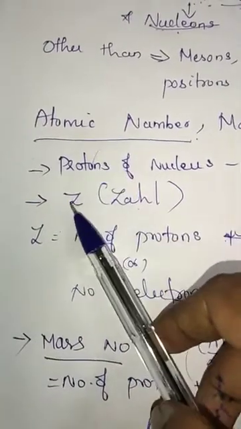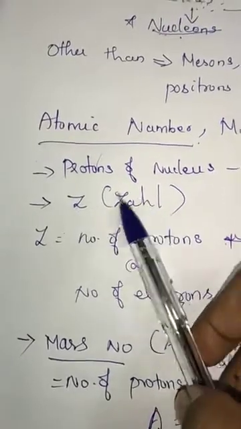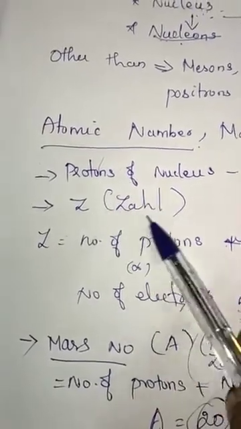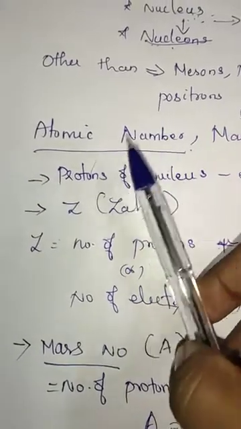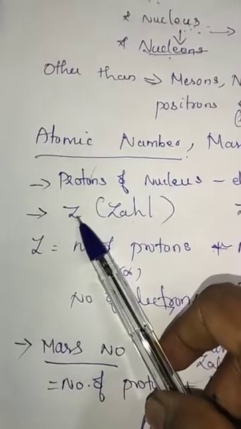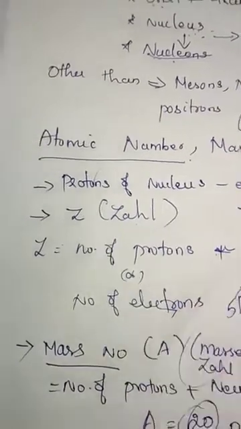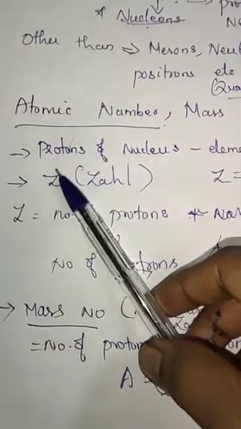8. Okay, and this atomic number is denoted by the letter Z. Z means Zahl. Z means what? Zahl. So, in German, okay, this is a German word. So atomic number is denoted by the letter Z. The symbol used to denote atomic number is Z.